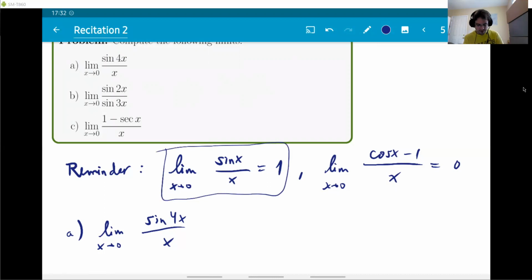So it would be very good for us to have a 4 downstairs. But we cannot just modify the function like that. If you want a 4 downstairs, you must also have 4 upstairs. That doesn't change your limit. So we can do that. Multiplying by 4 over 4 doesn't change the function. And now you do have the useful thing. This 4 can be brought outside of the limit. We don't care about that one.